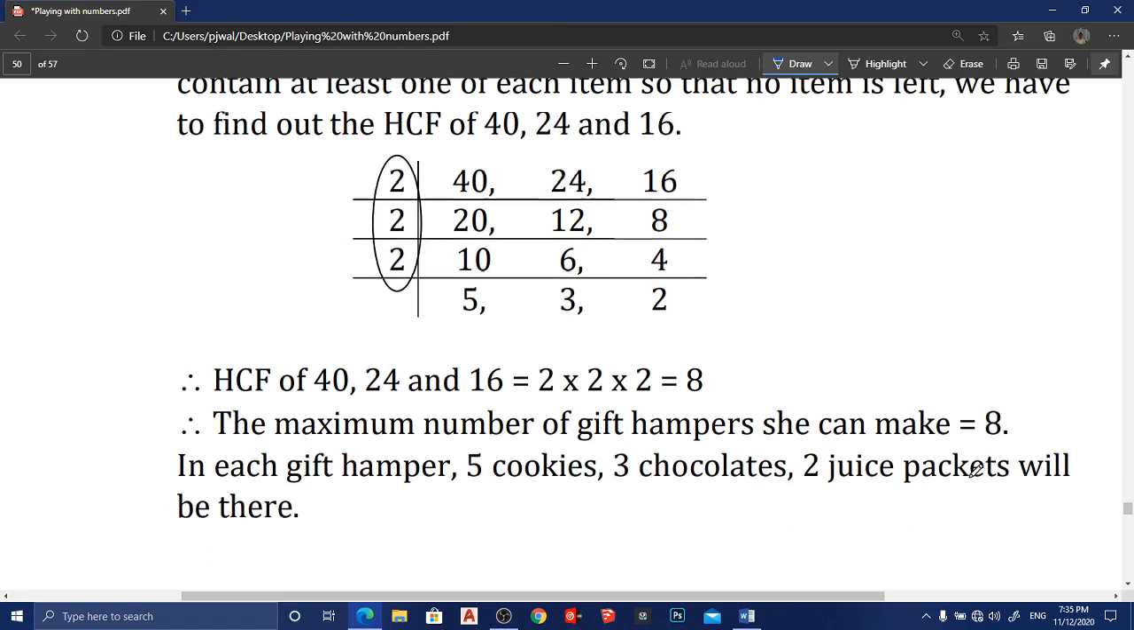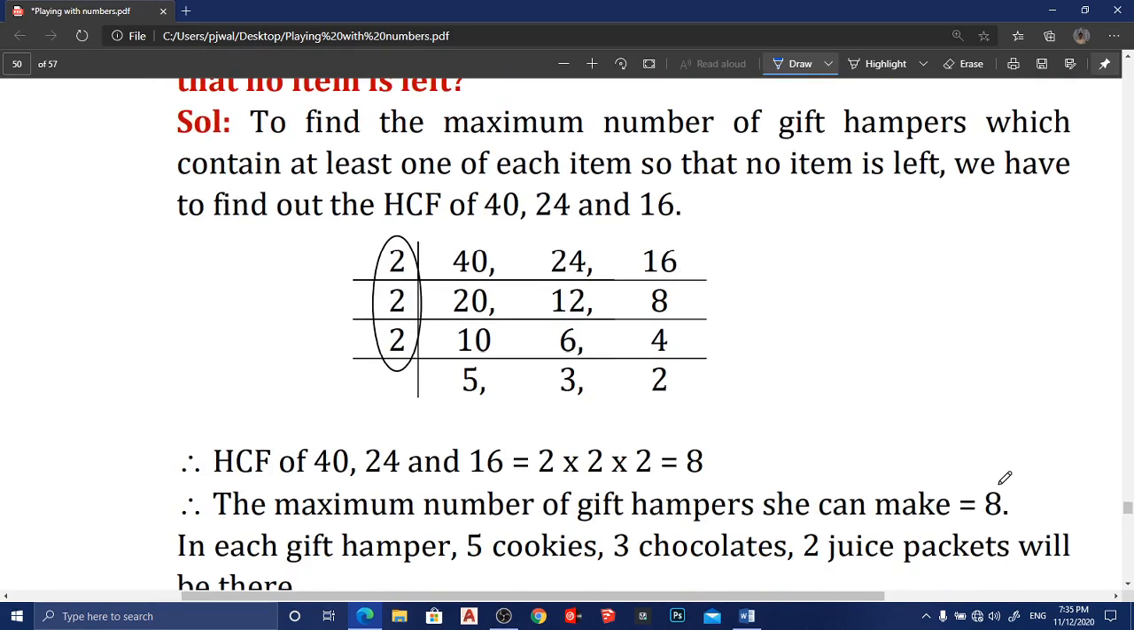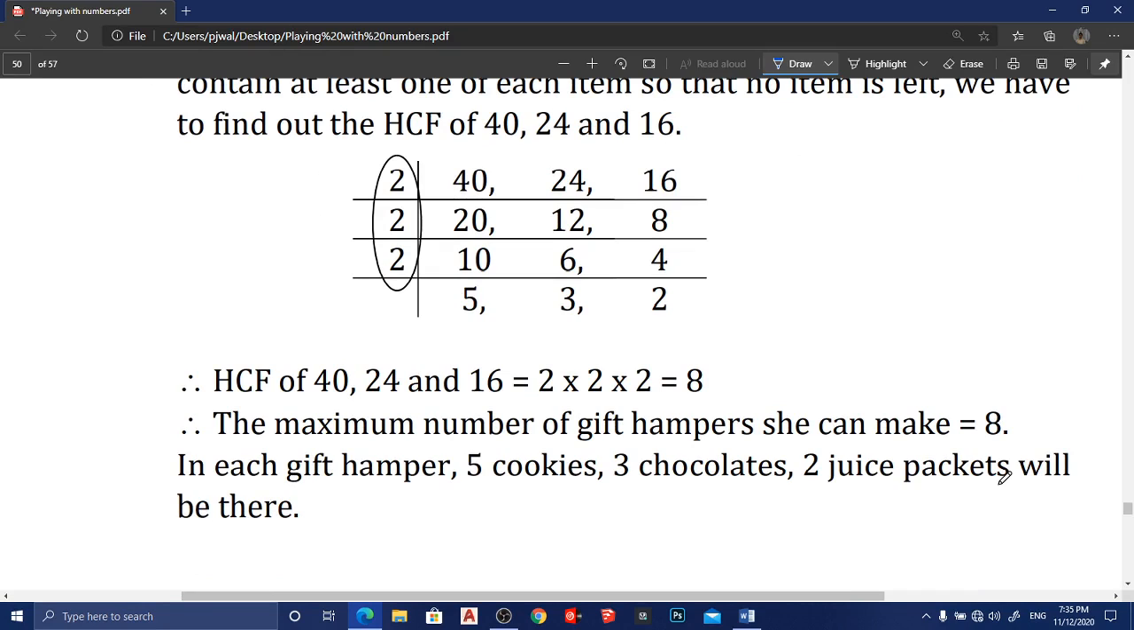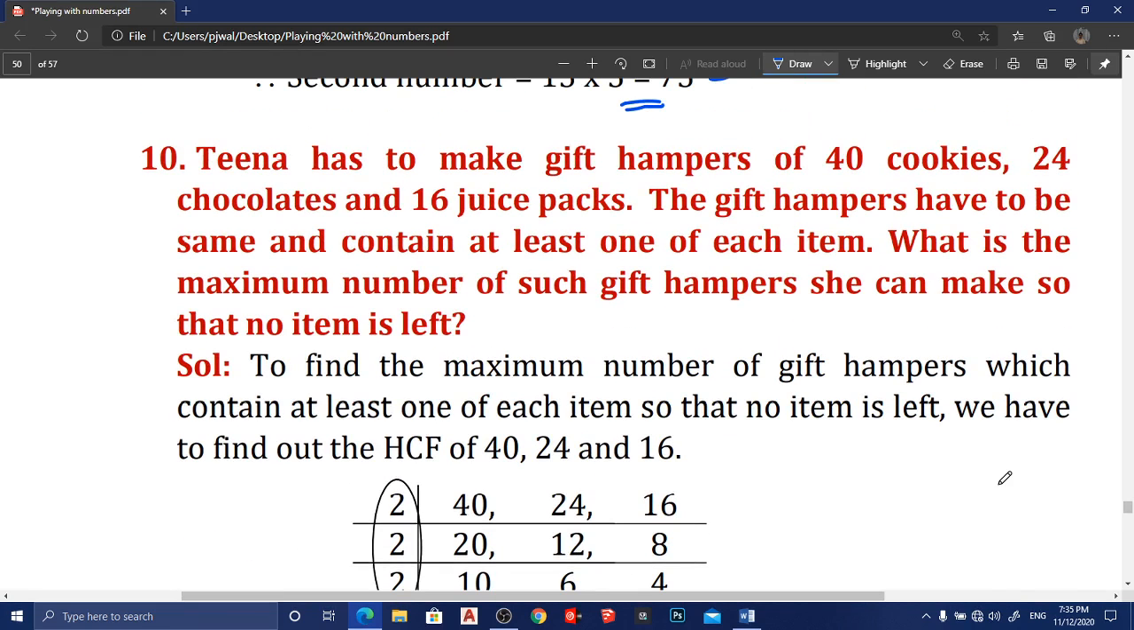Okay. So in each gift hamper, 5 cookies, 3 chocolates, 2 juice packets will be there. So like that she can make 8 gift hampers. Okay. So now I am going to the next one.